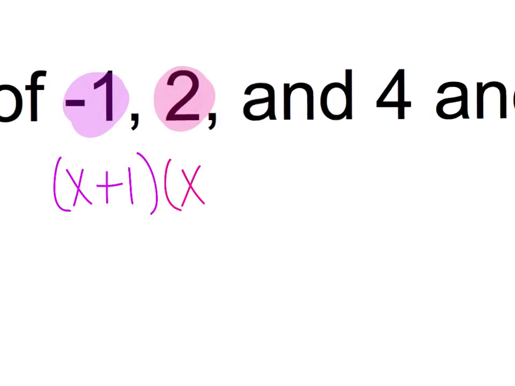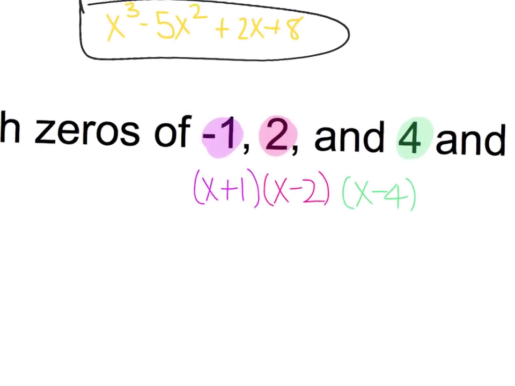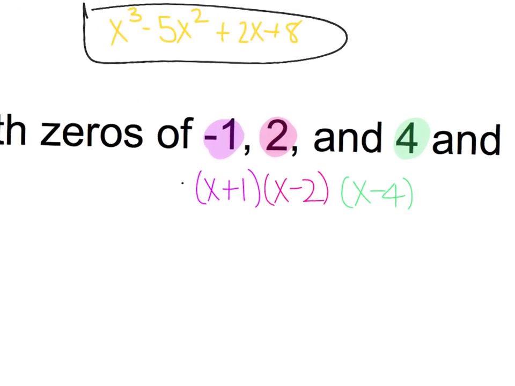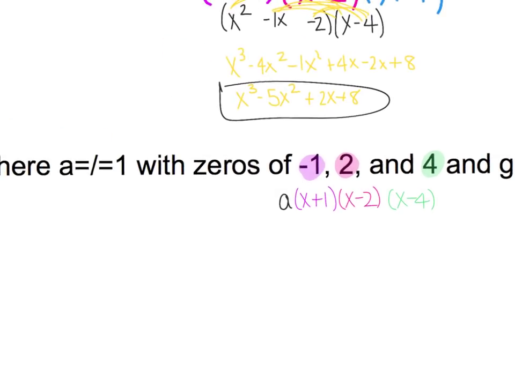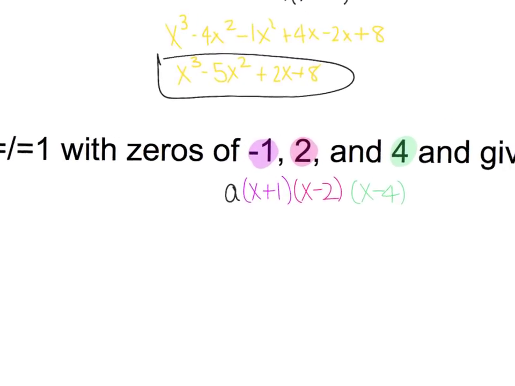Okay, so we're going to start here. If I have a zero of -1, that means I have a factor of x plus 1. And if I have a zero of positive 2, then I have a factor of x minus 2. And if I have a zero of positive 4, then I have a factor of x minus 4. And I know that I'm going to have to multiply this by some number a because we don't know what a is, but it did specify over here that a was not equal to 1. I know that much. Okay, let's go ahead and do all the foiling.